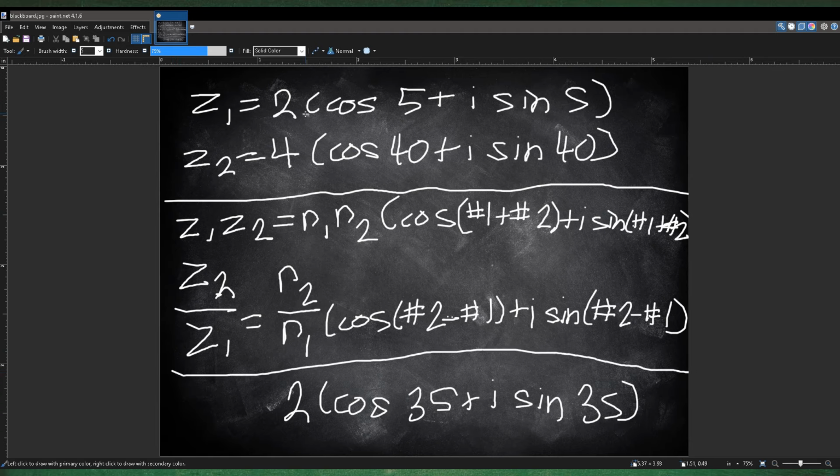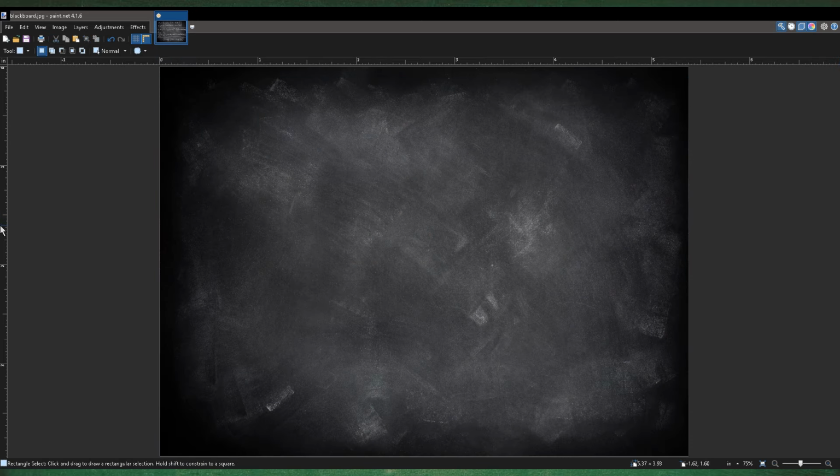So what we usually do is find the rectangular coordinate, and then convert it to the polar form. Then with the polar form, you use these properties, get the answer, and convert it back to rectangular form. So the next thing we're going to learn is the De Moivre theorem.